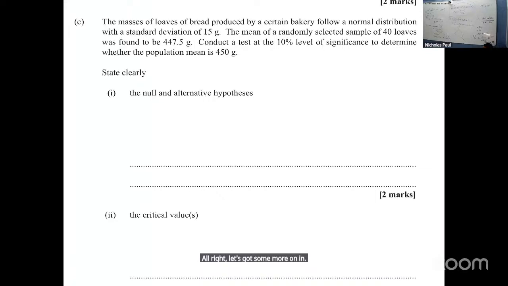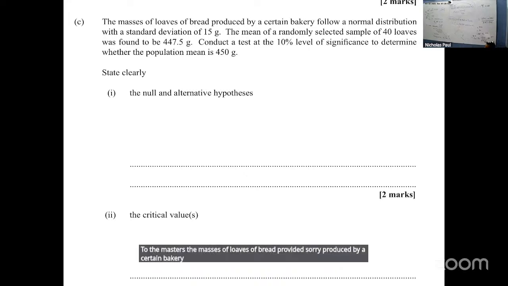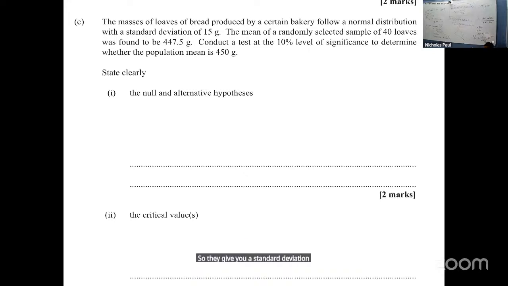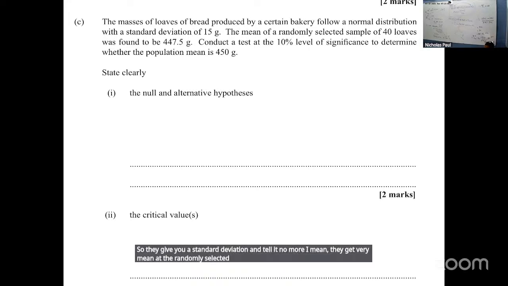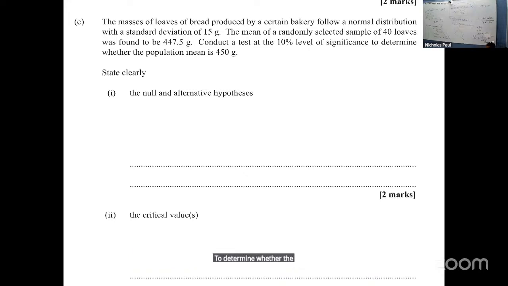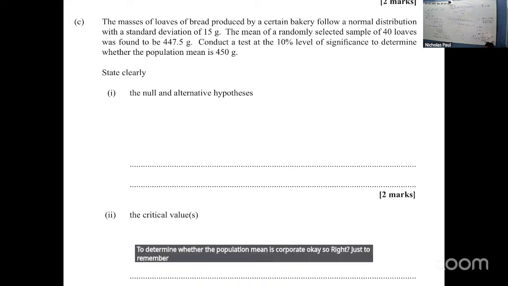What are we doing here? Tell me what would the null and alternative be here? The masses of loaves of bread produced by a certain bakery follow a normal distribution with a standard deviation. So they give you a standard deviation and tell you it's normal. They give you the mean, they randomly selected a sample and conducted a test at 10% to determine whether the population mean is 450. Okay, so just to remember, this is exactly what we did last week, right?